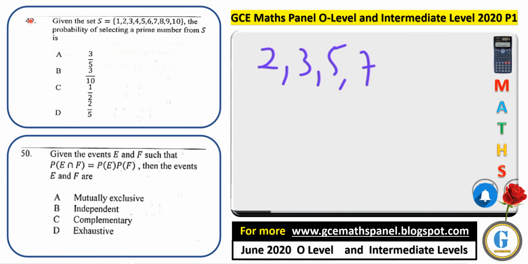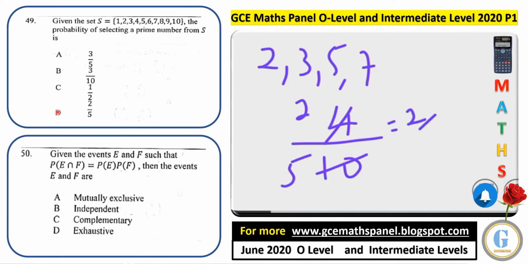So the probability will be, how many prime numbers are here? 4. How many numbers are there in total? 10. So the probability will be 4 on 10, which you can simplify, dividing by 2, giving us 2 on 5. So for 49, our key is D.